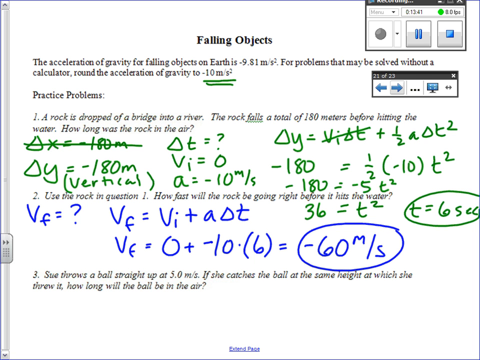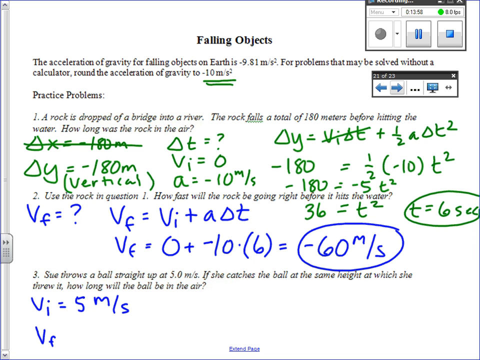Let's try question 3. Sue throws a ball straight up at 5 meters per second. If she catches the ball at the same height at which she threw it, how long will the ball be in the air? So we know the initial velocity of the ball is 5 meters per second, and that's up. We can make some assumptions here.